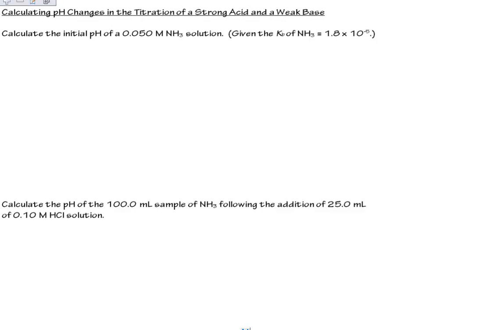In this video, we're going to calculate pH changes from the titration of a strong acid and a weak base. Initially, we'll calculate the pH of this weak base. It's going to be ammonia. When I write the equation for a weak base, I do need to put water in.